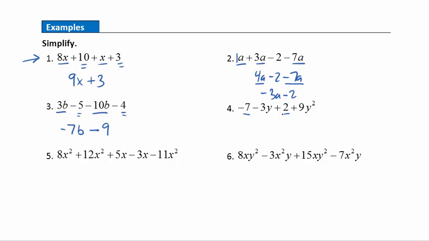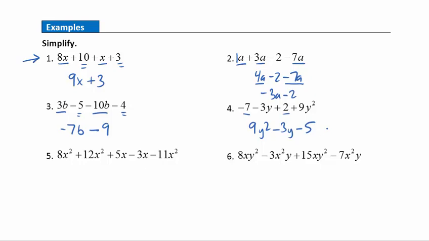Typically when we write an answer, we write it in descending order, meaning the highest power on the variable first and work our way down. So I would write this 9y squared. The next highest powered variable is this minus 3y. Now I'm going to combine my like terms of negative 7 and a positive 2. That would give me a negative 5.